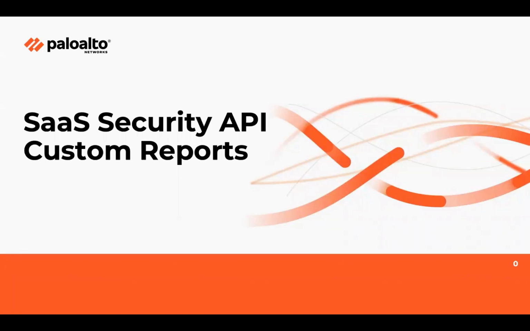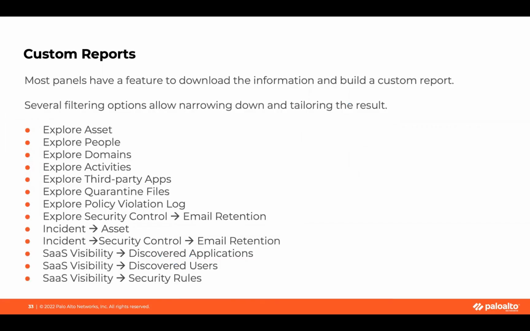Now let's talk about custom reports. In many SaaS Security API dashboards, you have the option to download the information. Powerful filtering and search options allow you to narrow down the result and customize it as you need. Here is a list of places where you have the option to download the search result presented in dashboards and panels. Let's take a look at one of these panels.